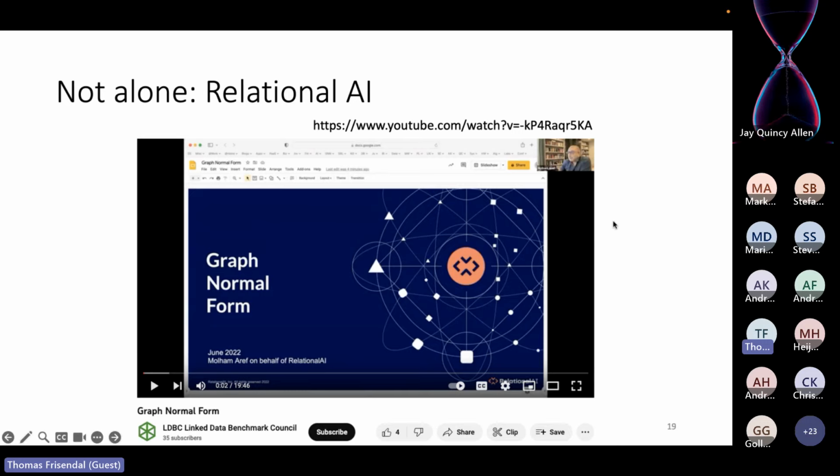Here's a very good explanation of graph normal form delivered by Molham Aref from Relational AI to the Linked Data Benchmark Council in June of last year. It's really very good.